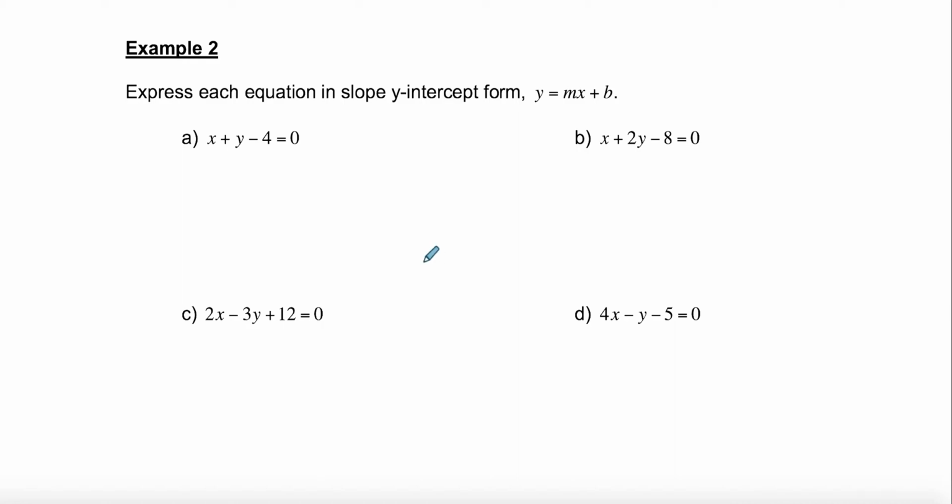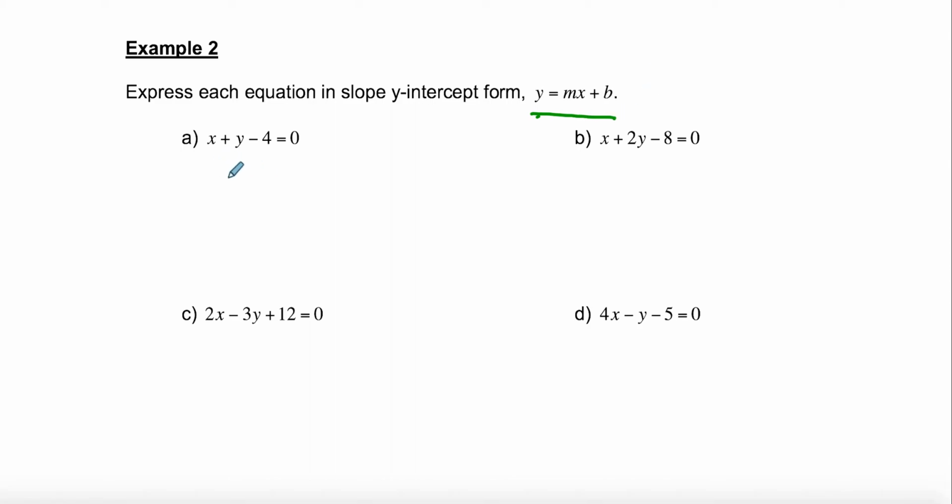Example 2, what if we were going the other way? What if we wanted our equation to look like slope y-intercept form? We want to have y equals mx plus b. It's a useful skill to take this equation and write it in the form that we're used to for graphing, because this is the form that helps the most with graphing.